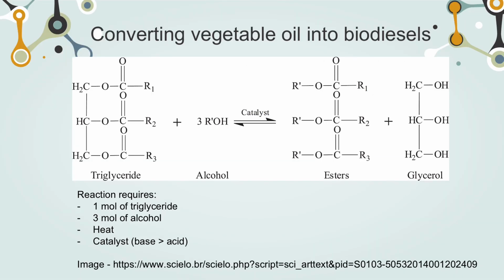Now, this is the chemical reaction used when converting vegetable oils into biodiesels. So it requires 1 mole of a triglyceride, and our triglyceride is vegetable oil, and 3 moles of an alcohol, which we usually use either ethanol or methanol. Methanol is more favorable over ethanol because it requires less water during the process, and with ethanol you have to separate the water and it's a much longer process.